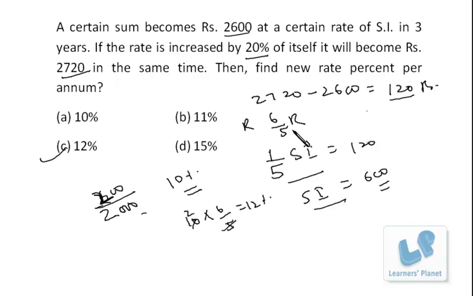the principal will not be getting any impact. The only impact will be on simple interest. If the rate is increased by 20%, the simple interest portion will also be increased. So here the rate is R, and in the new case the rate is 6 by 5 R. Because of this difference, 20% of SI will be there, and that increment is 2,720 minus 2,600. So it's 120.